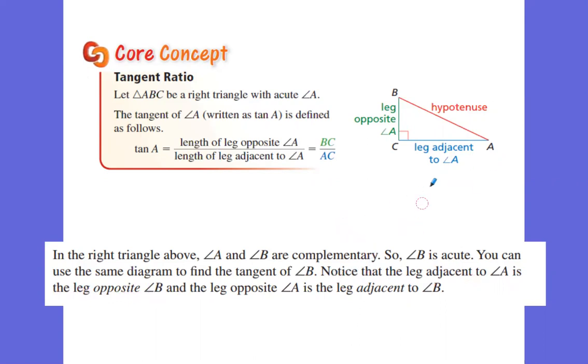The leg adjacent to angle A. So here is angle A, and this is my leg that is adjacent to angle A. That is the same as the leg that is opposite angle B. And the leg opposite angle A is the leg adjacent to angle B. So here's A, there's the leg opposite angle A. With respect to angle B, that would be my adjacent side.